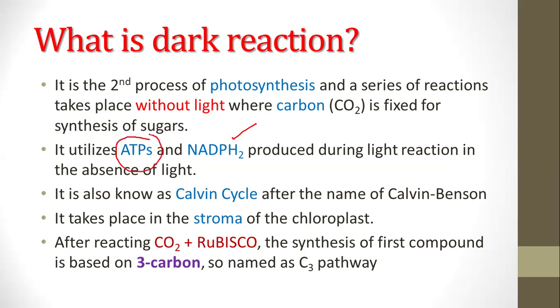These ATPs and NADPH are generally produced during the light reaction, but they are stored in the lumen or stroma of the thylakoids, and then when the dark reaction is started, these ATPs and NADPH2 are used. This reaction is also known as the Calvin cycle, after Melvin Calvin, the scientist who discovered this cycle in photosynthesis.